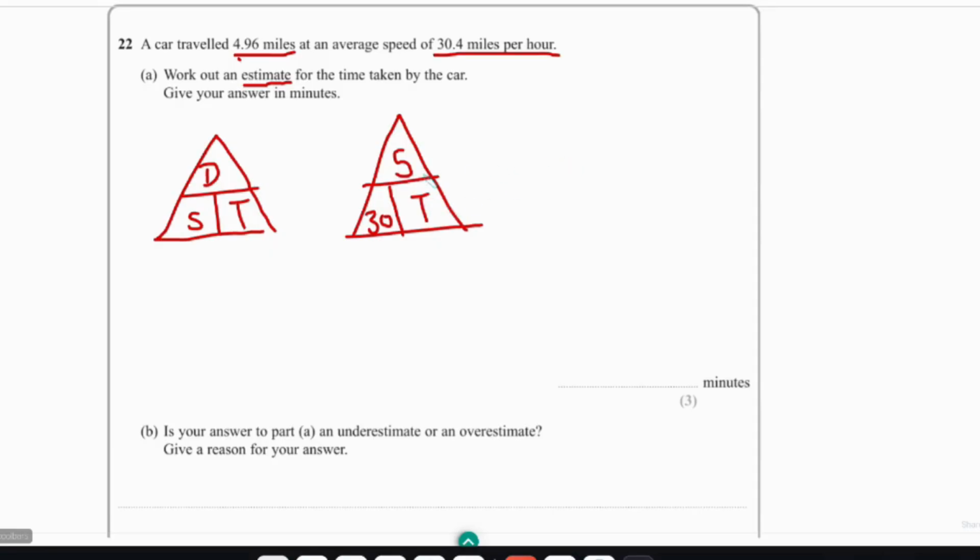I need to work out t. So we do 5 divided by 30. I'm going to write it as a fraction. If you can't see how to do a division, it's easier to write as a fraction. Divide both of these by 5 to get 1/6. So it's 1/6, because the units for speed is miles per hour, 1/6 of an hour. There are 60 minutes in an hour. So what's 1/6 of 60? 60 divided by 6 is 10. 10 minutes.